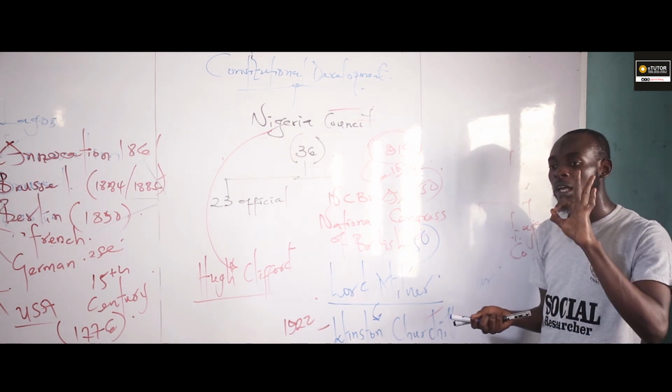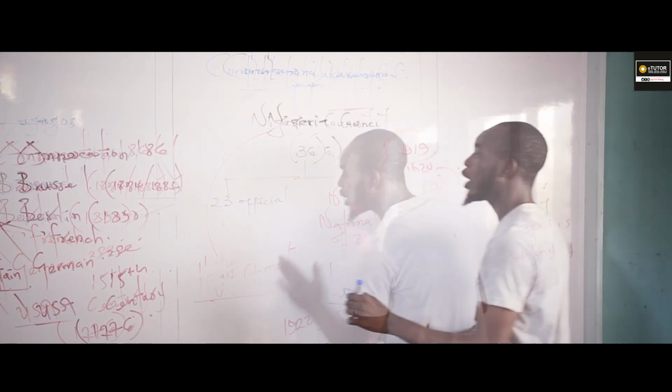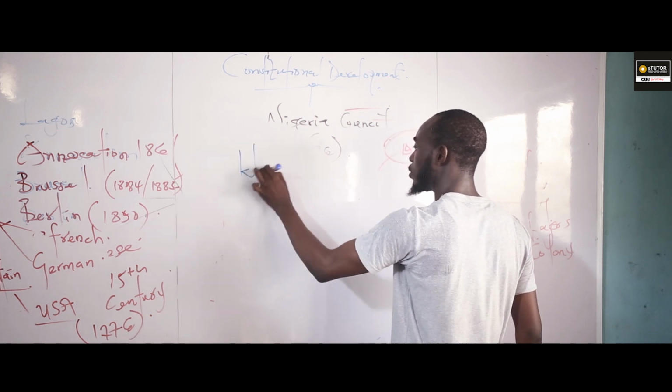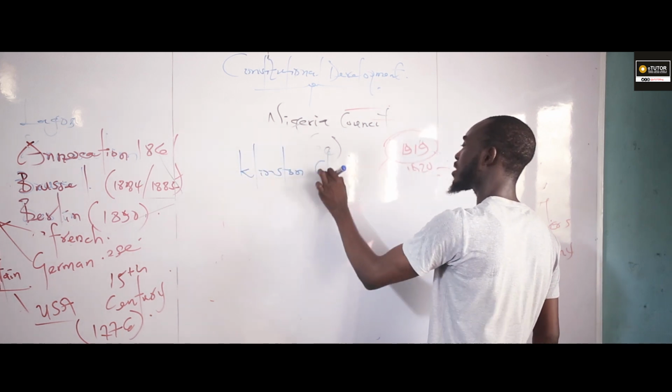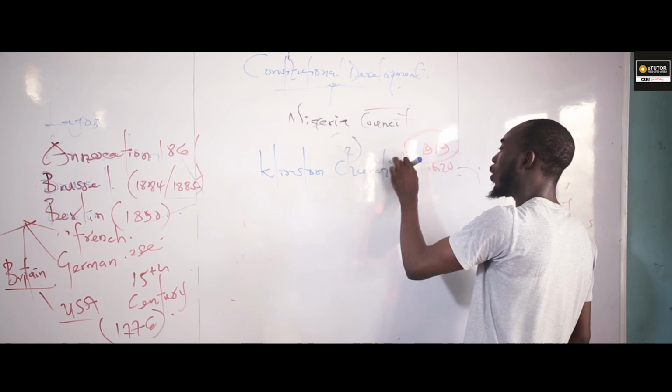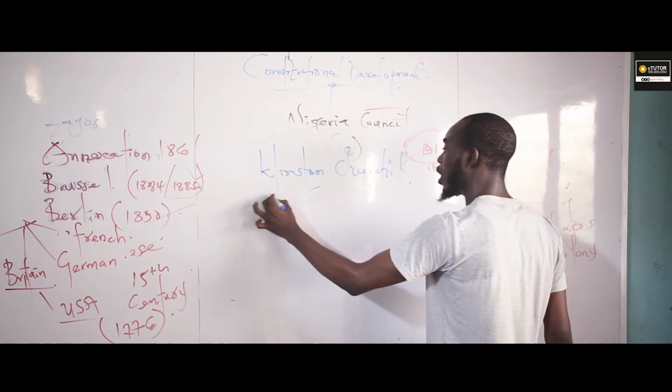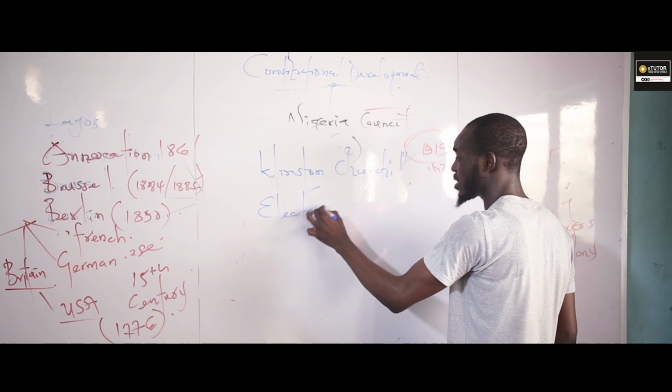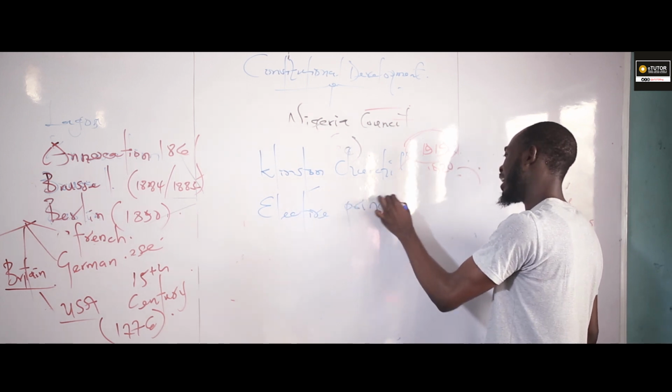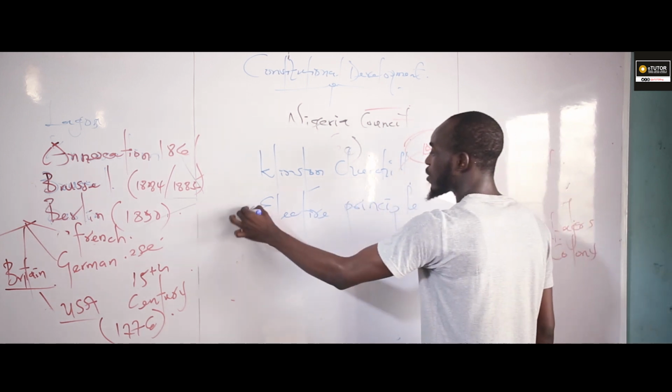Independence, but he gave them three essential things. Now, based on that, Winston Churchill gave us three essential things. What are the three essential things he gave us? Number one, we have what we call the elective principle. That's the first thing he gave us.